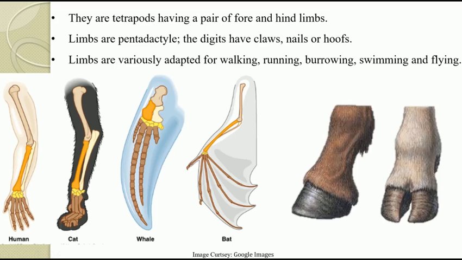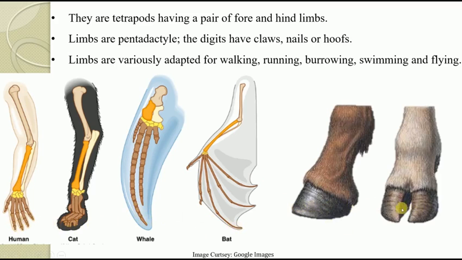Then this is the example of the bat. Here you can see there are a total of 5 digits, which are enlarged and give support to a special structure, the patagium, for the purpose of flying adaptation. Nails are always present. Here you can see the nails on their digits, or maybe those nails are modified into hooves.